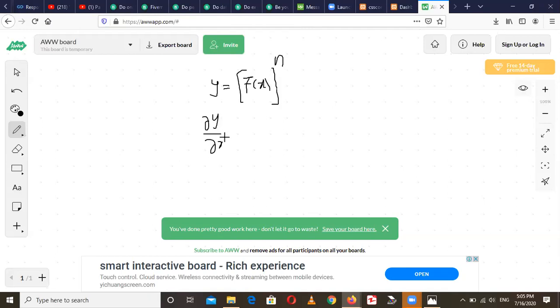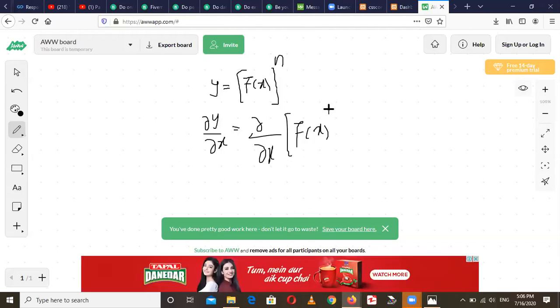With respect to x, so I will take differentiation on both sides. If you have any questions, feel free to ask me anytime. So this will become f of x, whole power n.